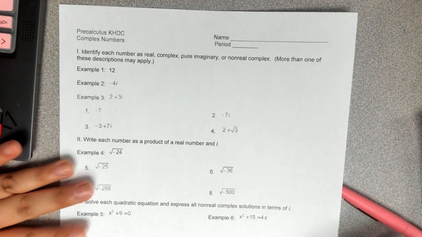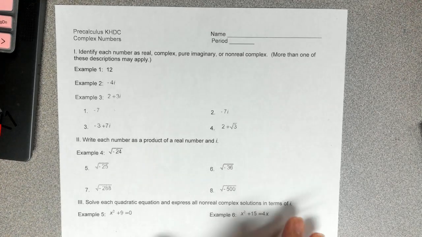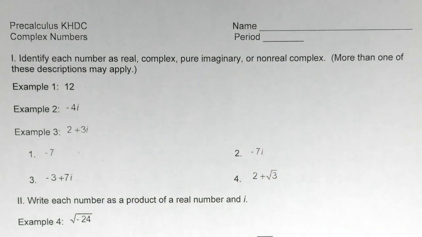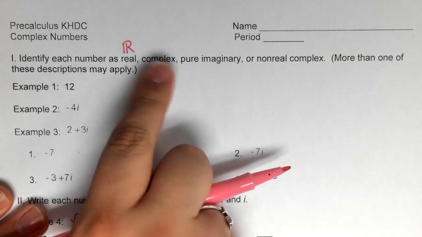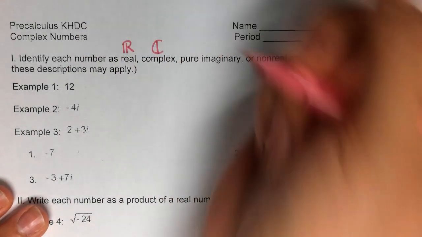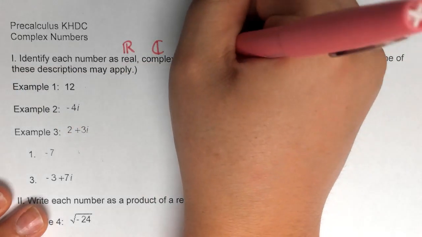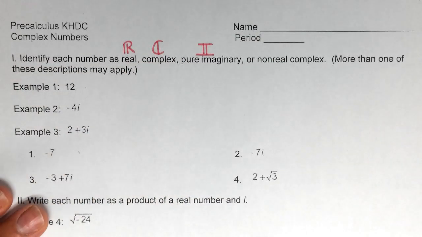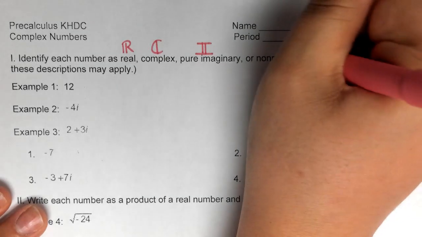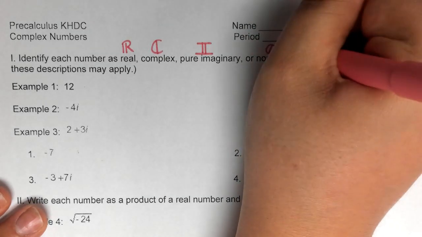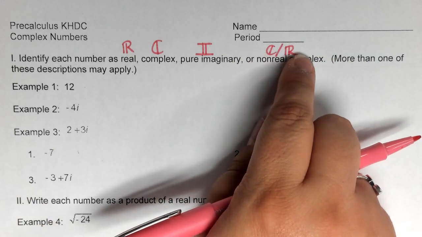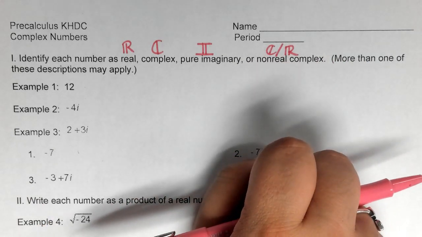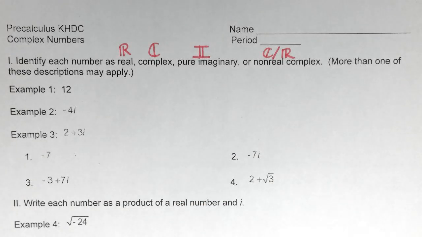Alright, let's talk about complex numbers. Identify each number as real. That's the double-struck R. Complex is the C. Pure imaginary is a double-struck I. And non-real complex is this. The slash means not real. So complex, not including real. Those are the different letter symbols you can use to represent these.